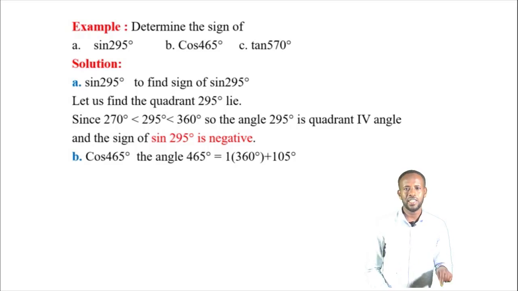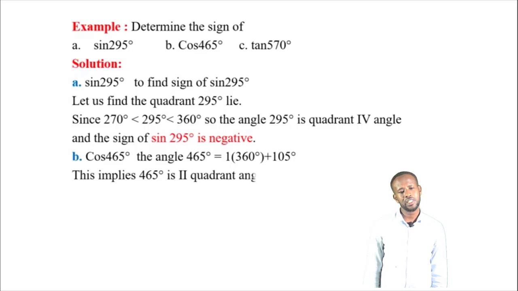Plus 105 degree will land us in the second quadrant. It will be in quadrant 2. This implies 465 degree is a second quadrant angle. So in the second quadrant angle, what do you expect the sine or cos to be? There was only one thing, one function which was positive in quadrant 2. What was it? Sine. Yes.